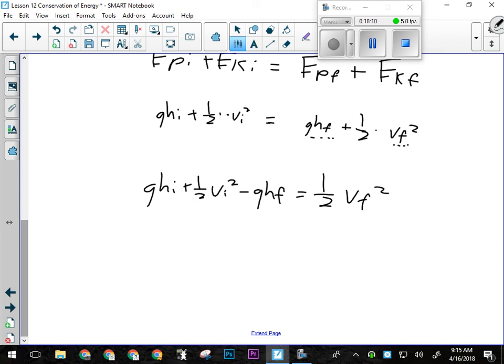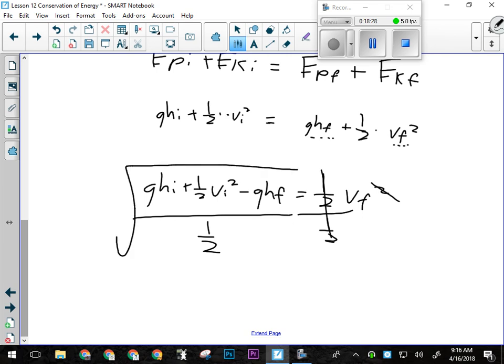I want to get VF by itself, so I'm going to divide the half over. Careful on this one, that half does not cancel, because it has to be everywhere for that to happen. There can't be addition and subtraction or it won't work. Now I've got VF squared by itself, so I want VF, not VF squared, so I'm going to square root both sides, and I'll be left with this formula here.